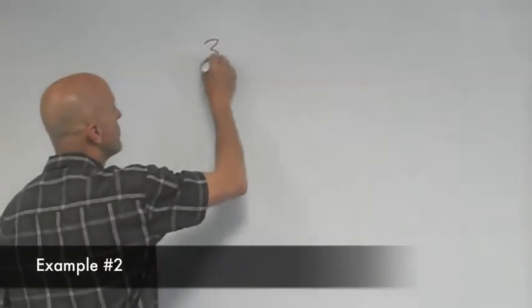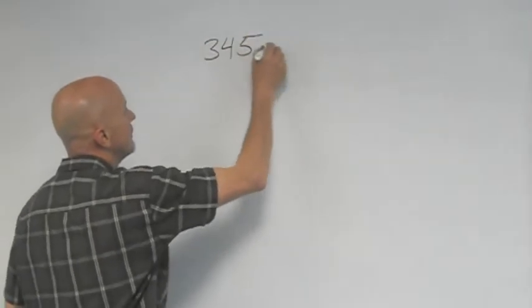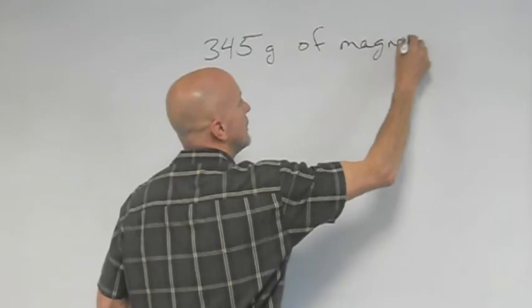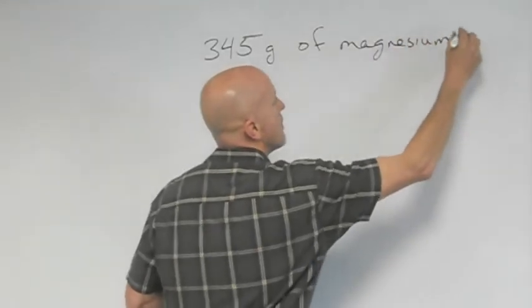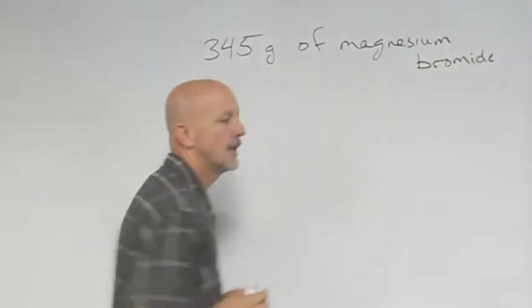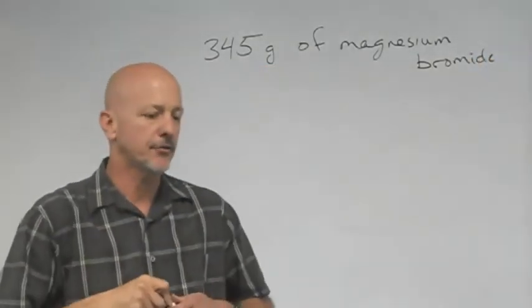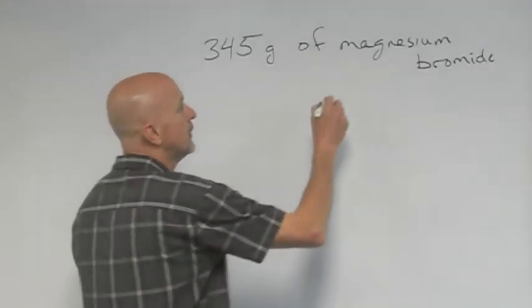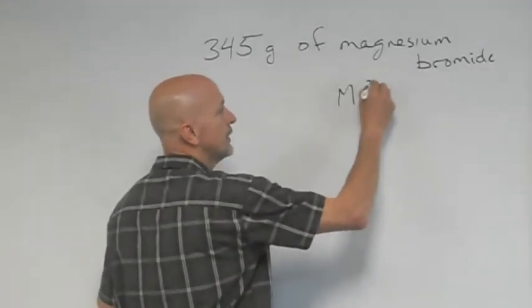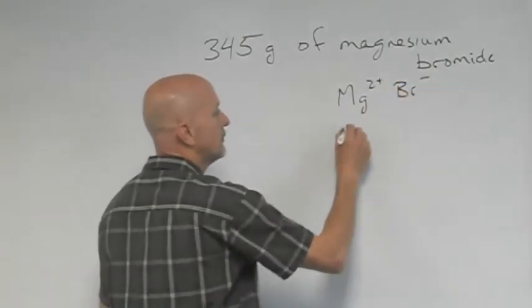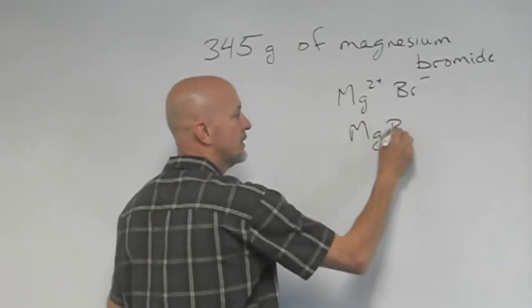Let's do another example. I have 345 grams of magnesium bromide, and I want to count how many of those compounds I have in that sample. So let's see, magnesium bromide. Magnesium is a 2+ ion. Bromide is single minus. So magnesium bromide has the formula MgBr2.